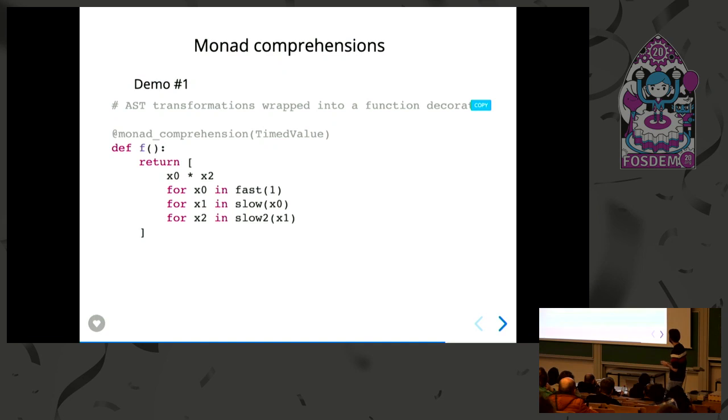It would work this way. The nonlinear pipeline that we had before could be rewritten this way. We need to put the code in some function f and decorate it with the monad comprehension decorator with the time value class. And this way, what looks like a list comprehension will actually be a time value.